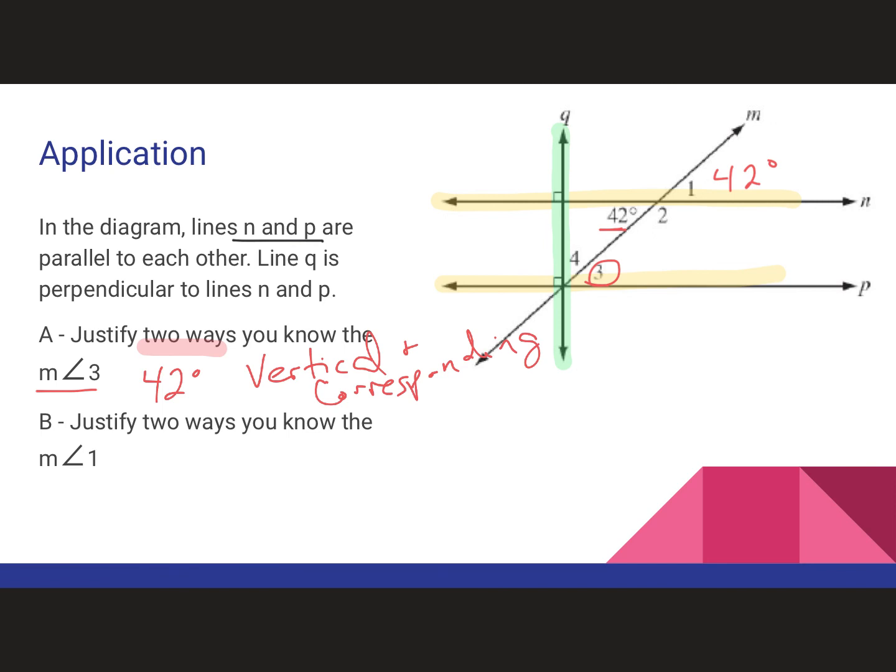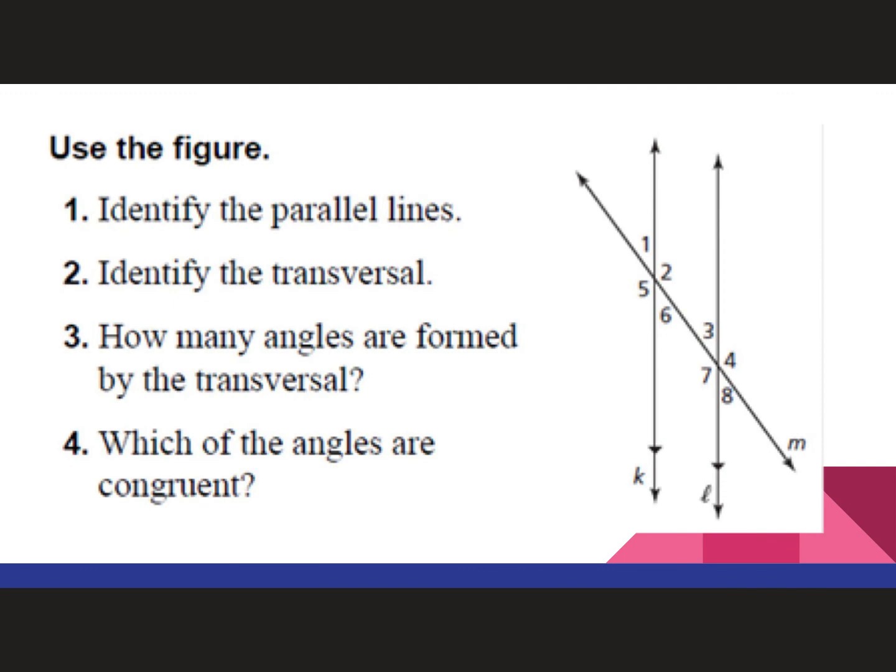Okay. Hopefully you found another way. Next one, justify 2 ways that you know the measure of angle 1. So, again, angle 1 is vertical to the one that says 42, so it is 42. That's it. Okay? Pause the video if you want to try and find another way. Okay, next one, let's identify the parallel lines. The parallel lines are these lines right here. Identify my transversal. My transversal is just this line right here.